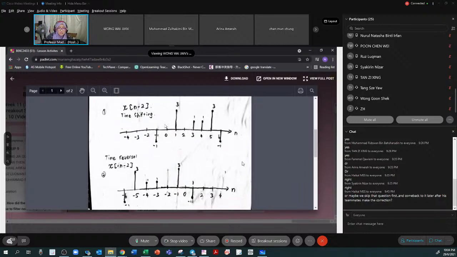So what the group did was to shift first, because as mentioned, please use method 1. Method 1 is: do the time shifting, then only do the scaling or reversal. So the group did the time shifting, shifting it all to the right side by 2. And then reversed it, flipped it at n equal to 0, then you get this last plot, which is the bottom part. Okay, so correct.